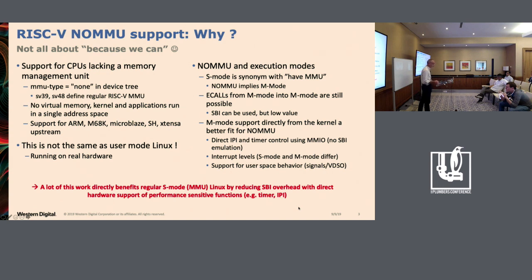Yeah, and so no MMU, what does it mean in RISC-V? Simply put, S mode means you have an MMU. No MMU means you're running M mode. Except if you read the spec, they got it kind of wrong, but different story. The SBI, for example, calls from S mode to M mode, but you can do the same from M mode to M mode too. So you could, with the NoMMU M mode Linux, keep the SBI specification, but we feel like there's low value there.